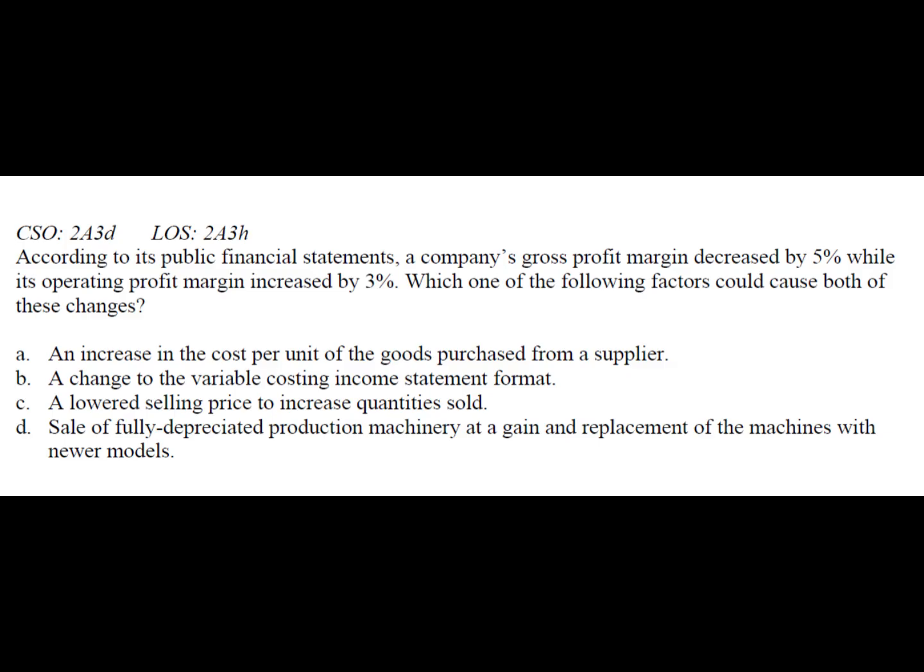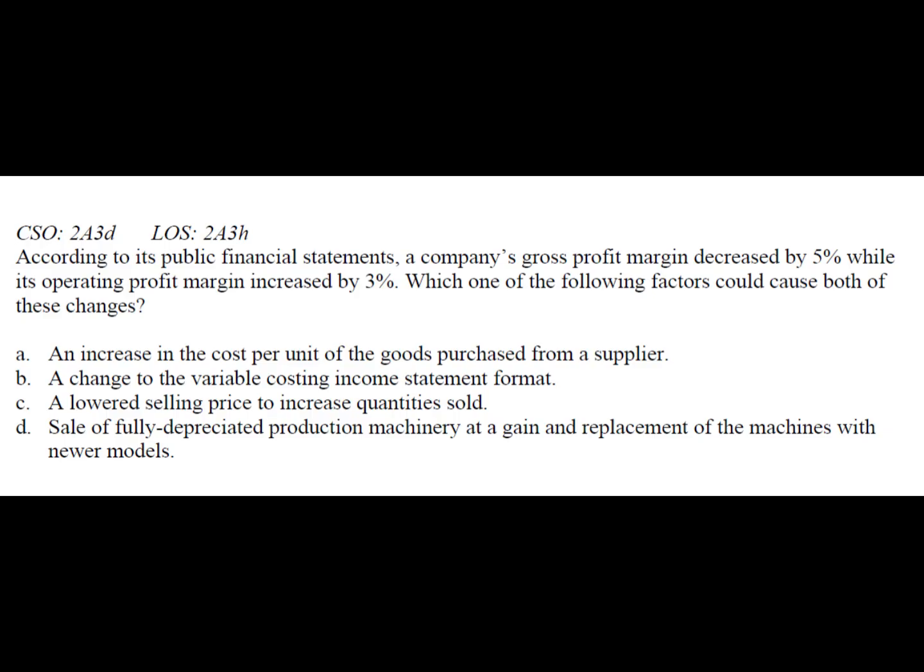D. Sale of fully depreciated production machinery at a gain and replacement of the machines with newer models. Incorrect. A gain on sale is generally a non-operating or unusual item and does not explain a simultaneous decline in gross margin and increase in operating margin. Correct answer, C. A lowered selling price to increase quantities sold.